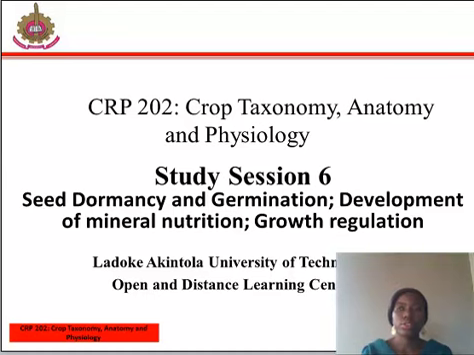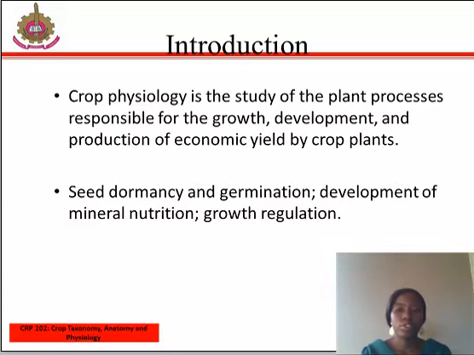Welcome back to study section 6 on seed dormancy and germination, development of mineral nutrition, and growth regulation, a continuation of what you've learned in the previous study section. In the previous study section, you've learned that crop physiology is the study of the plant processes responsible for the growth, development, and production of economic yield by crop plants. In this study section, you will be introduced to other aspects of crop physiology, which include seed dormancy and germination, development of mineral nutrition, and growth regulation.